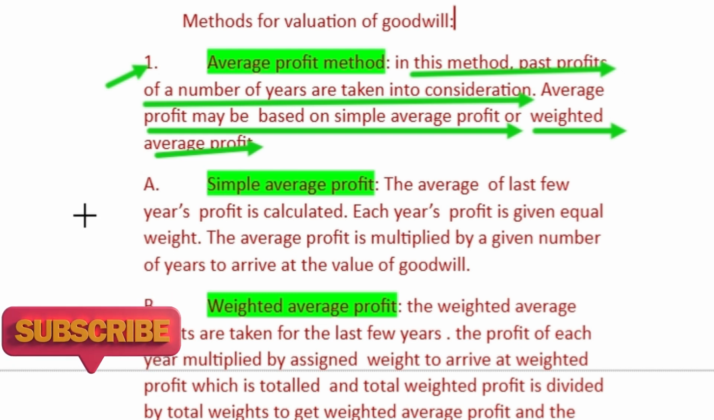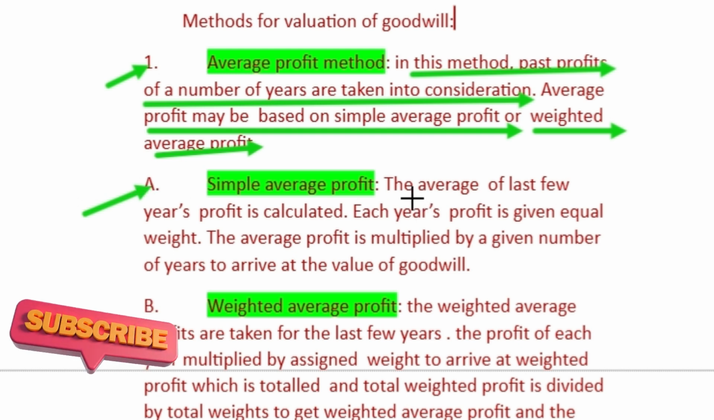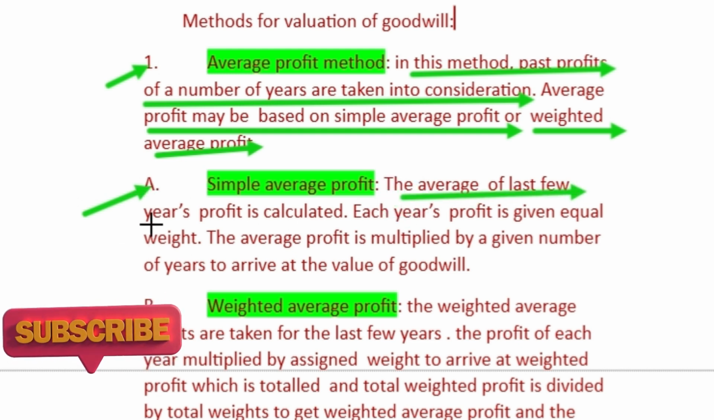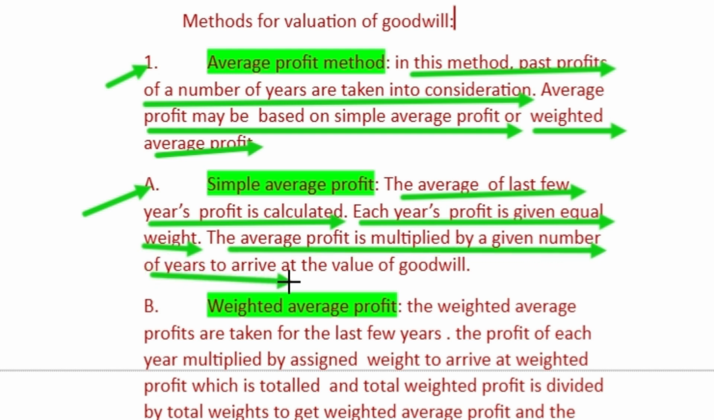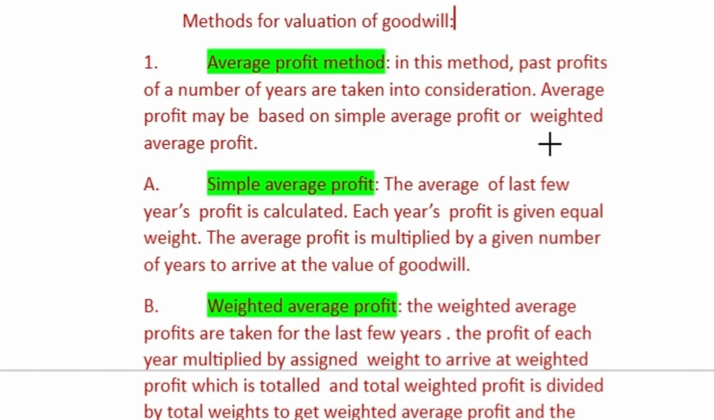In the simple average profit method, the average of the last few years' profit is calculated. The last few years' profits, say the last 4 years' profit of a business or partnership firm, may be taken as a base for calculation of the value of goodwill. Each year's profit is given equal weight. The average profit is multiplied by a given number of years to arrive at the value of goodwill. Under the simple average profit method, let us understand this with the help of an illustration.